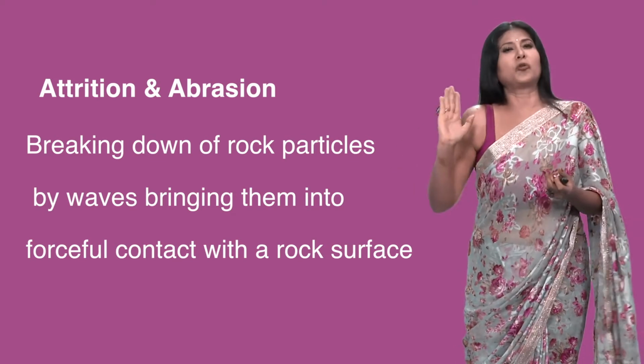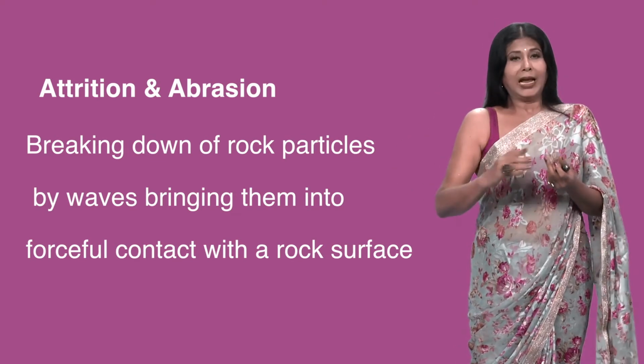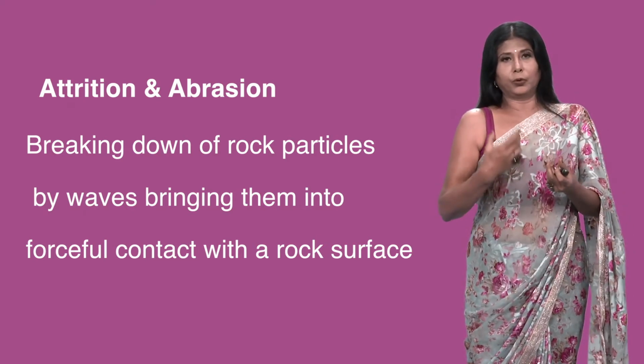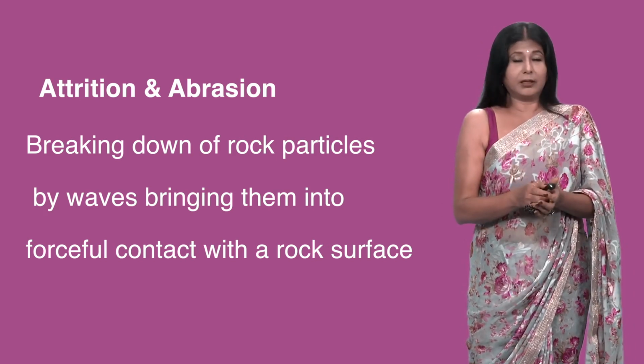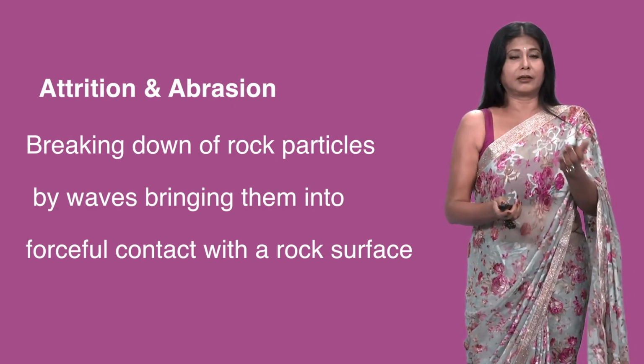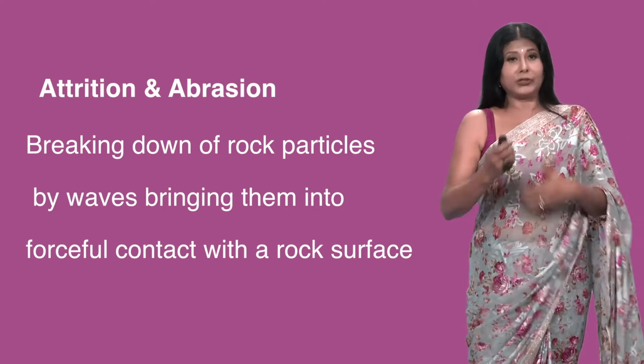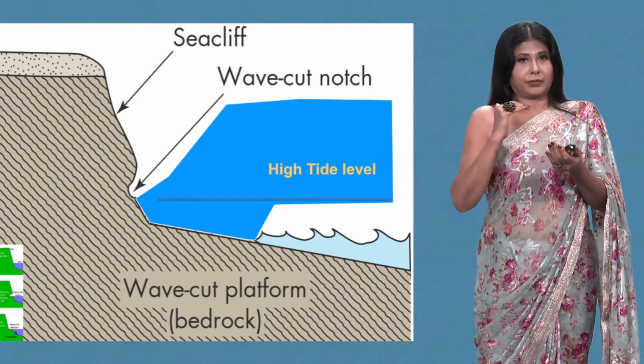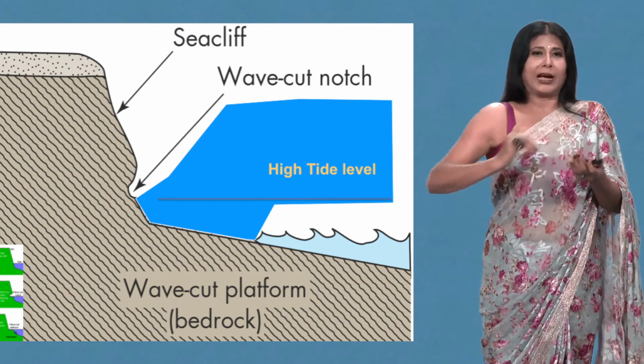Just the sheer force of water blasting on the wall creates... dislodge or erode the cliff as well as any rock outcrop which is exposed. And many times a sea cliff has got a notch. Notch means like a cut, because the actual contact of water with this cliff is only up to the high tide actually.